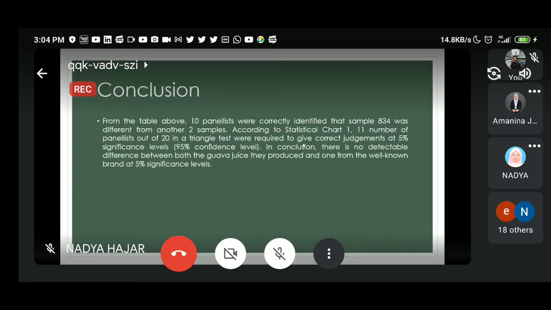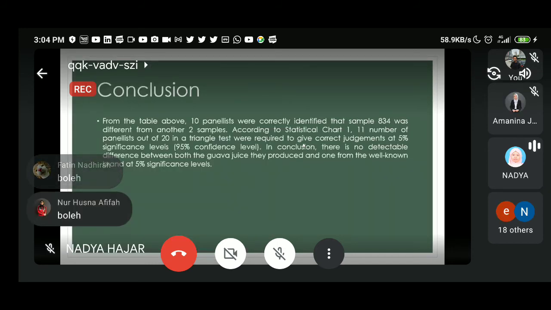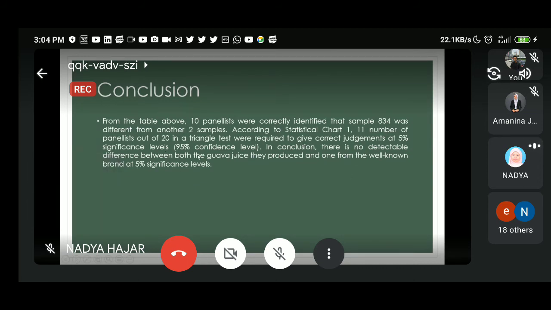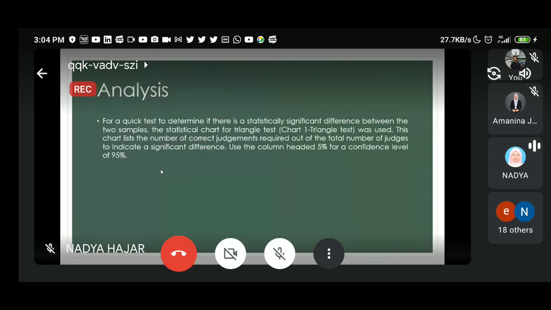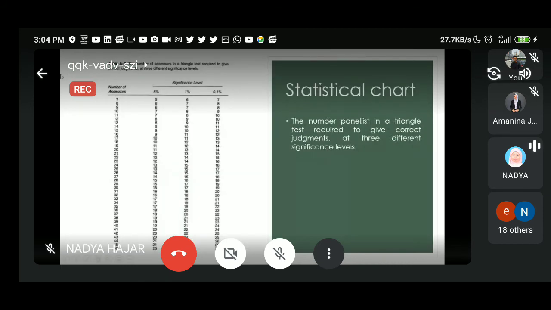Boleh. Okay, conclusion. Conclusion ni penting. There is no detectable difference at 5% significant level. Kena cakap, kena mention this 5% significance level sebab ada banyak level lain kat sini. Ada 5%, ada 1%, ada 0.01%.